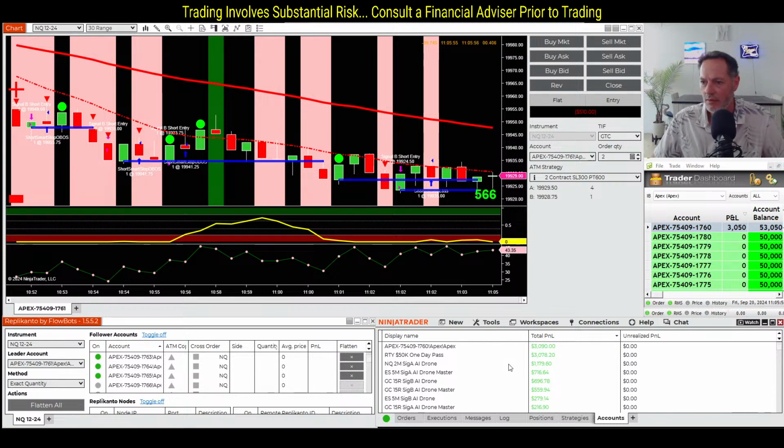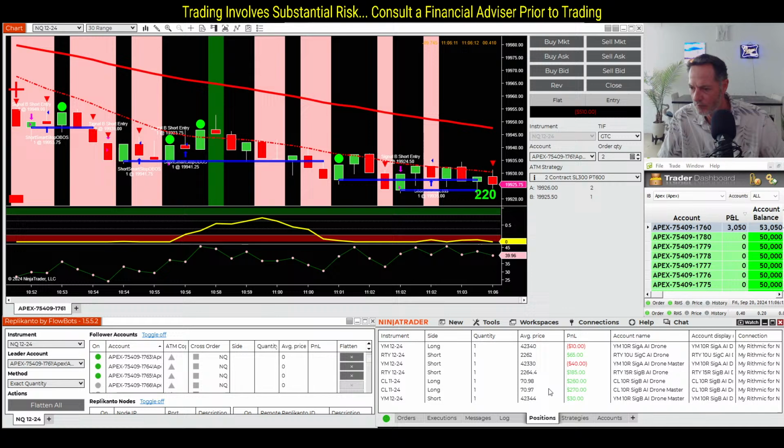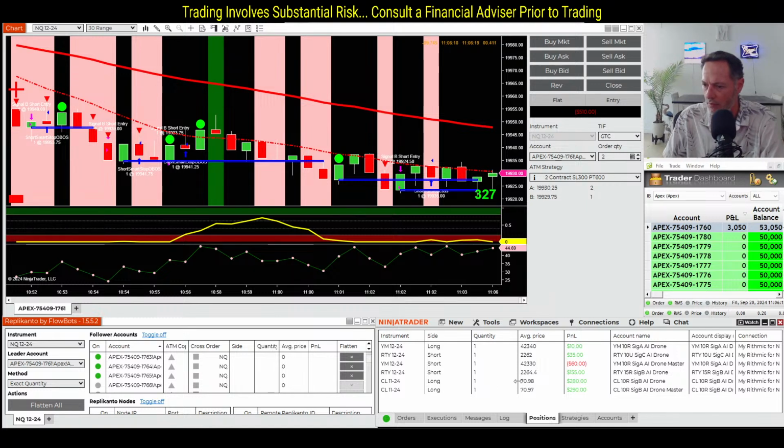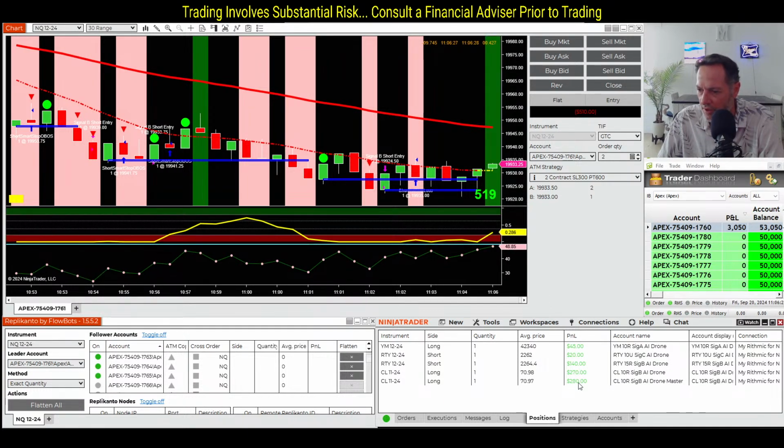Order submitted. Order filled. These are all the positions that we have open right now, and different bots are trading, and this is where they're at in the P&L of those particular trades.